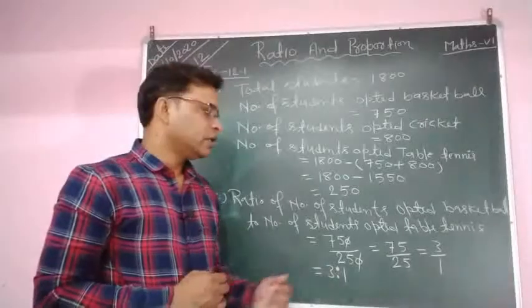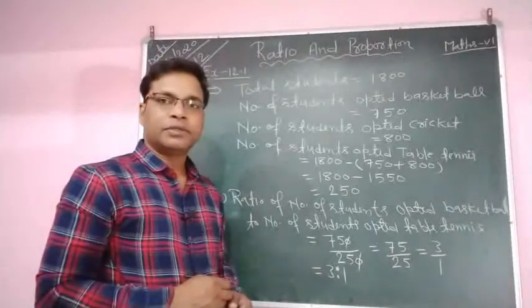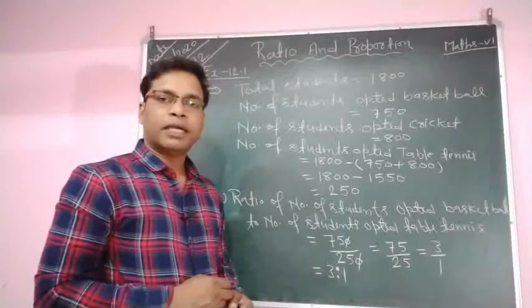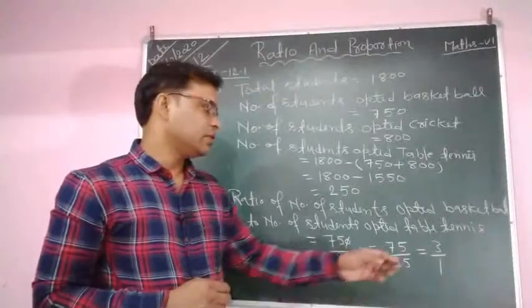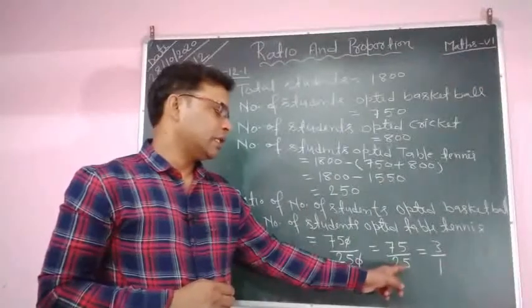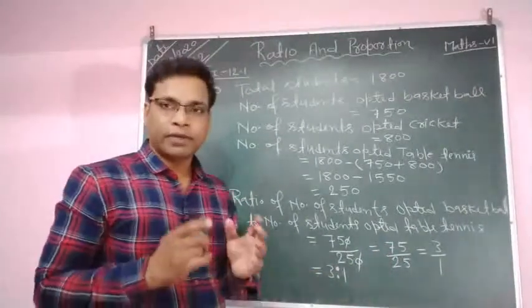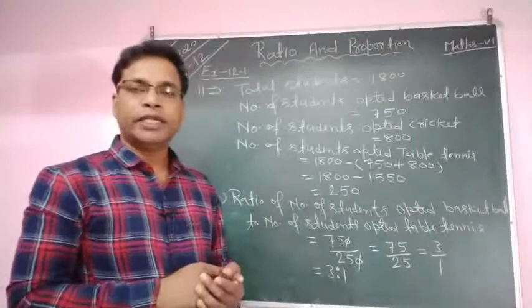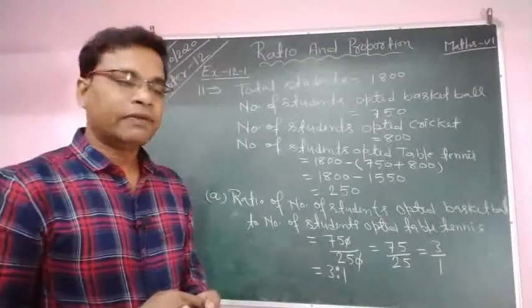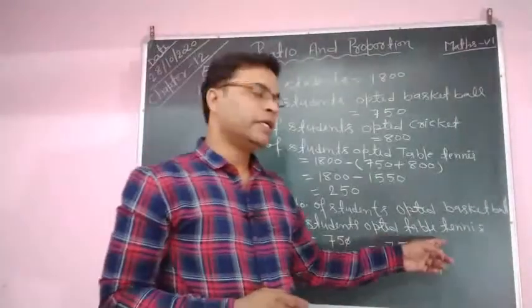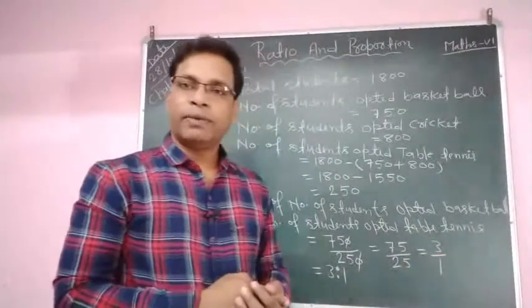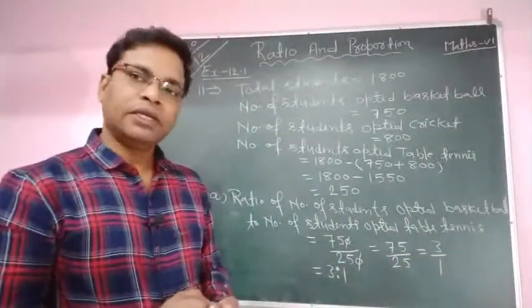As you know, 25 by 75, so we obtain here 25 by 25, 25 by 75, or you can say we divide the numerator and the denominator by 25, then we obtain 3 by 1. This is the simplest form.